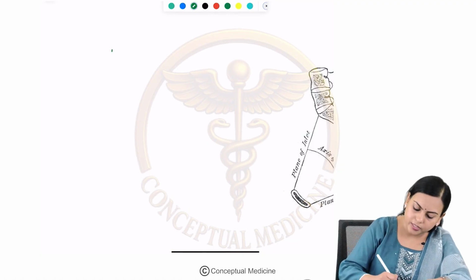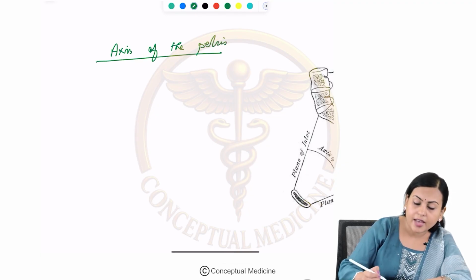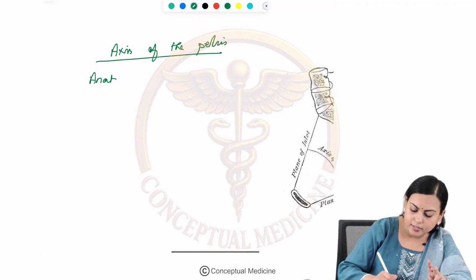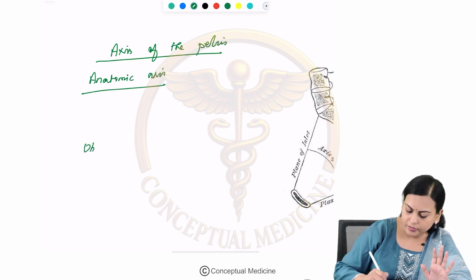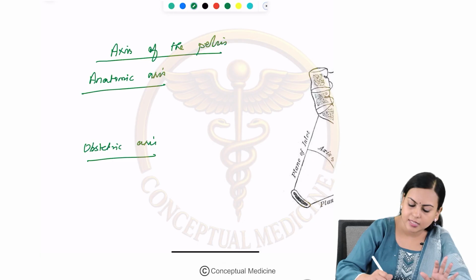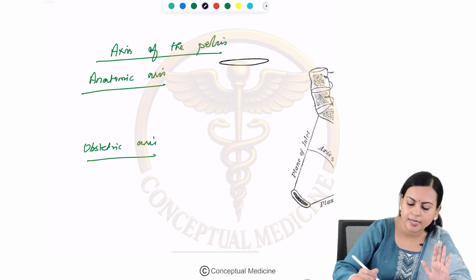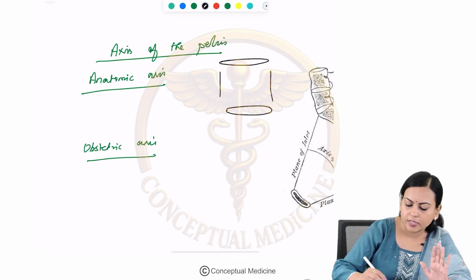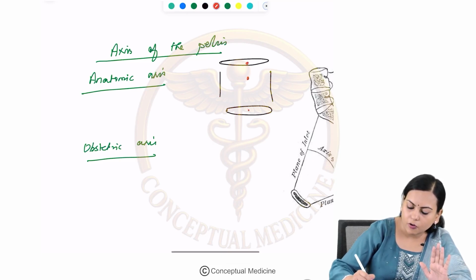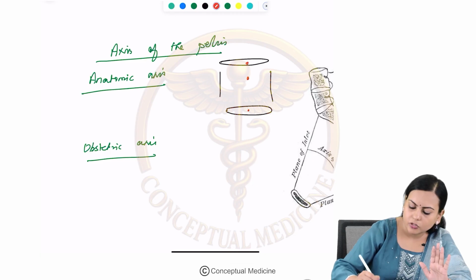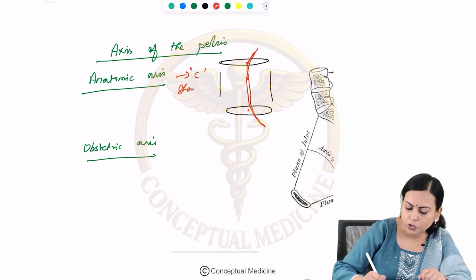Now coming to another point, we have to know about the axis of the pelvis. Remember, we have two axes of the pelvis. One is the anatomic axis, another one is the obstetric axis. So what is this anatomic axis and obstetric axis? See, anatomic axis is very simple. We know the inlet, we know the cavity, we know the outlet. We are going to take a center point of all these and join them together. Okay, if you take a pelvis and join them together, basically this anatomical axis will be a C-shaped structure.